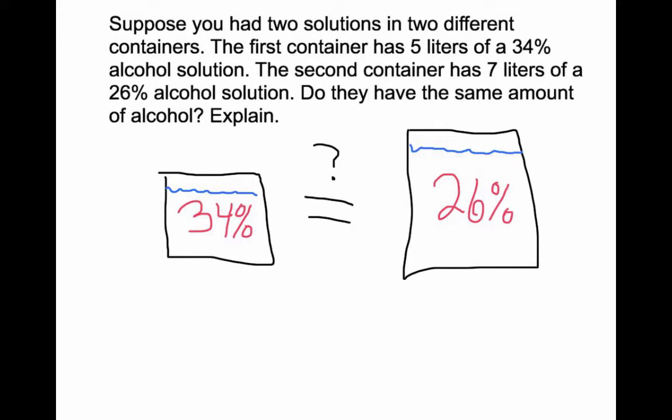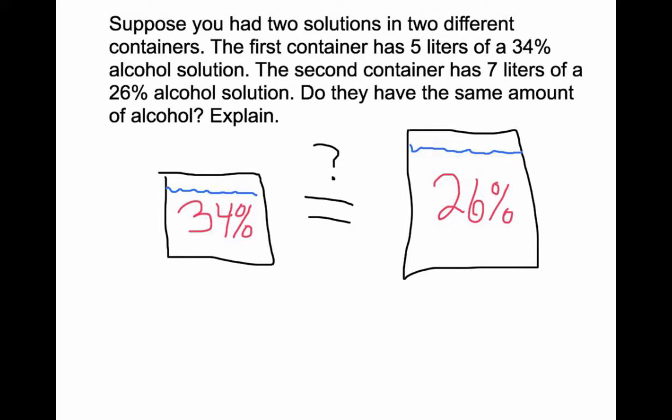We're told that we have two containers, and these two containers contain two different solutions. The first container has 5 liters, and that's 5 liters of a 34% alcohol solution. That's what we see here on the left. This is 5 liters, and the solution contains 34% alcohol. The second container has 7 liters, that's this larger container, and the alcohol solution in that container is a 26% alcohol solution. The question I want to ask is, do they have the same amount of alcohol?